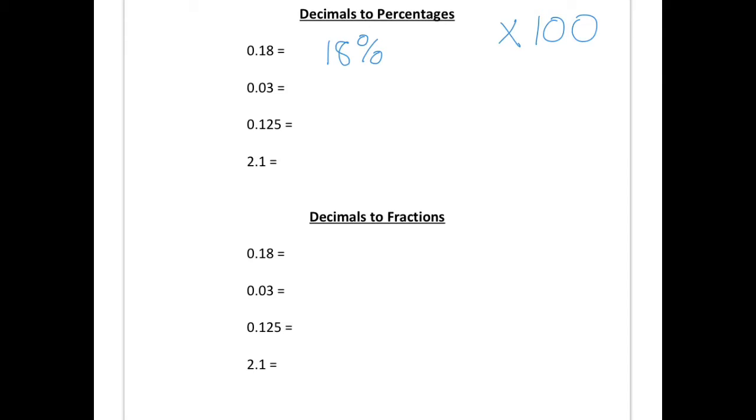0.03 multiplied by 100 is 3. So that's 3%. 0.125, when I multiply by 100, it moves the decimal point 2 places. And that leaves me in this case with 12.5%. And finally 2.1. 2.1 when I multiply by 100 gives me 210%.